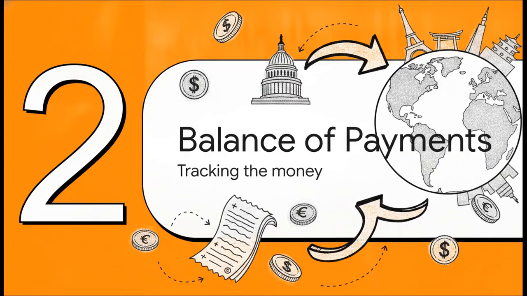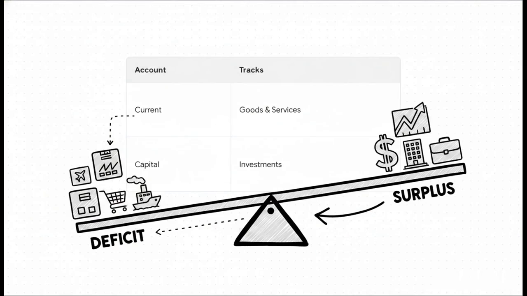Moving right along to Section 2, the balance of payments, tracking the money. So the balance of payments works kind of like a giant financial teeter-totter. On one side, you have the current account, which tracks the trade in physical goods and services.